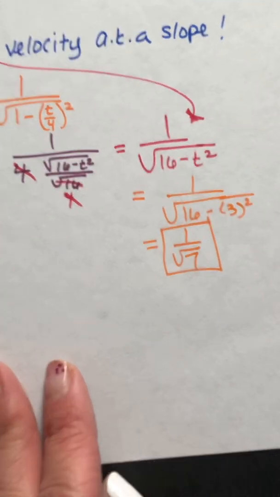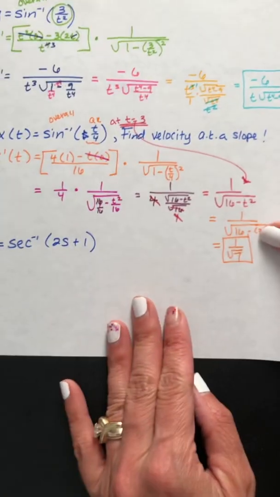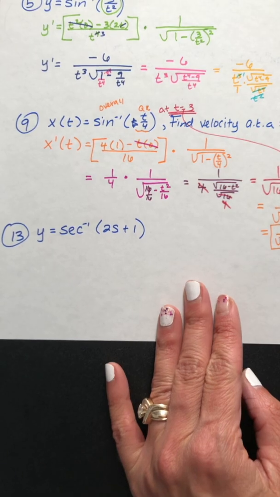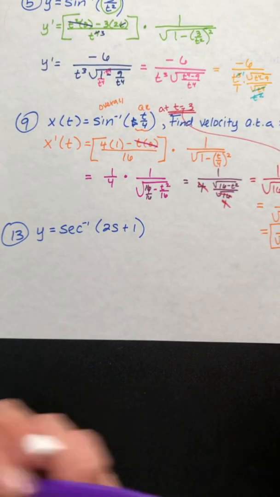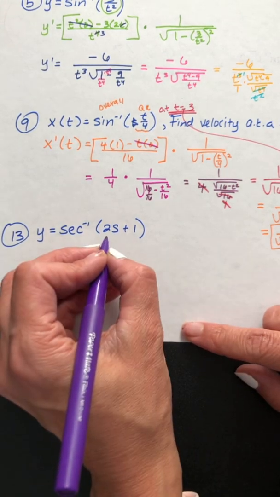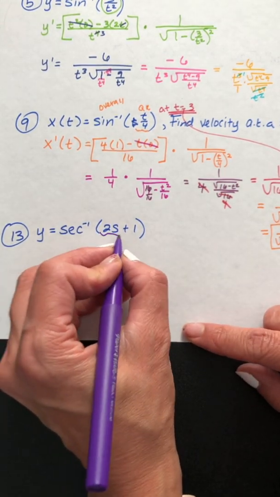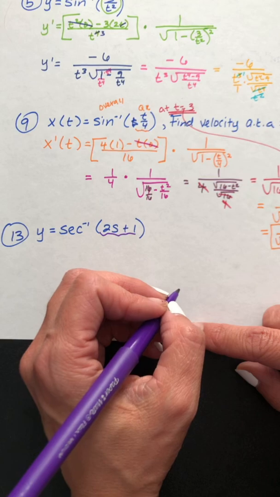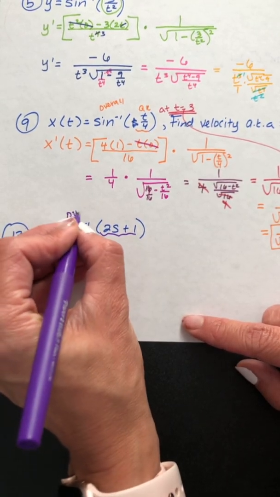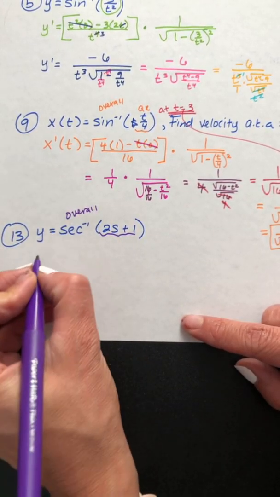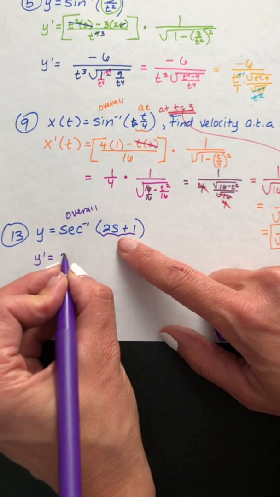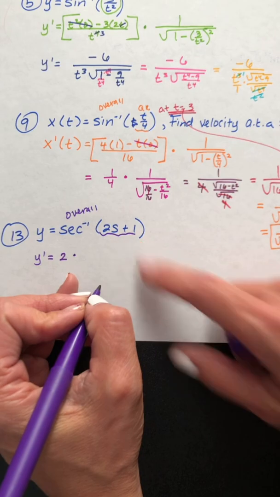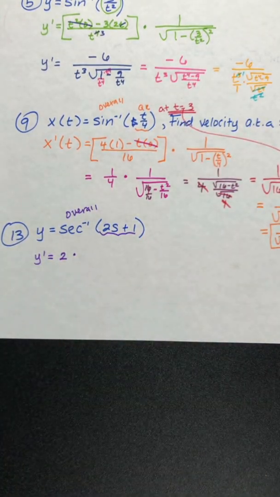Okay. And then number 13, we have to differentiate y equals secant inverse of 2s plus 1. So we're going to have to take the derivative of the inside. We have to use chain rule, and then derivative of the overall. Okay. So y prime equals, the derivative of the inside would be a 2 times the derivative of secant inverse. So I'm pulling out my cheat sheet.